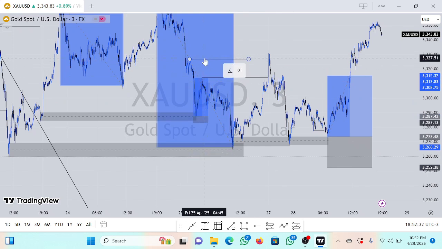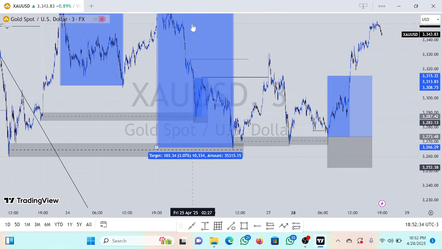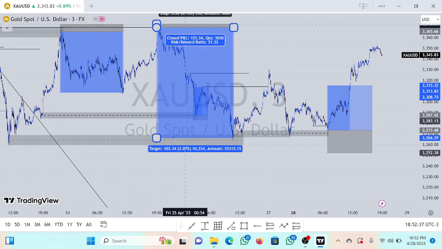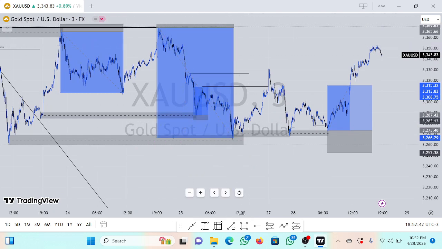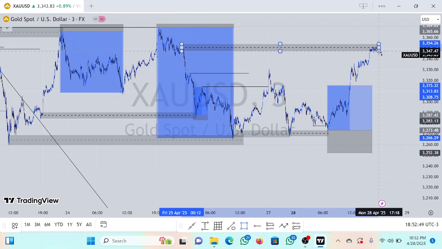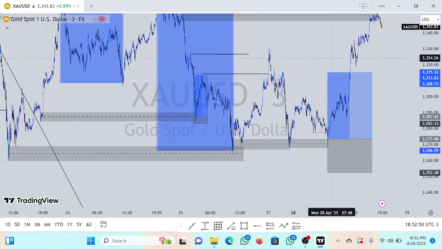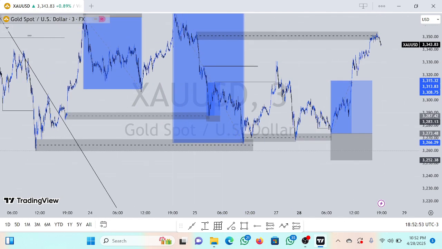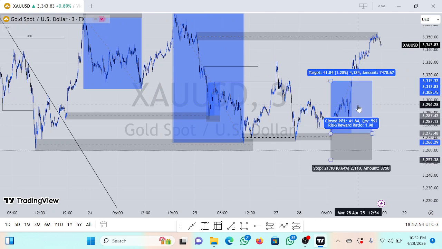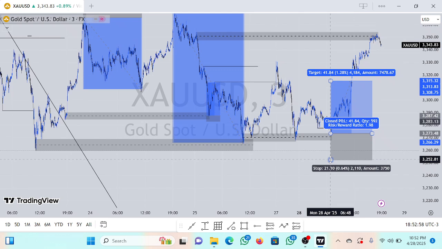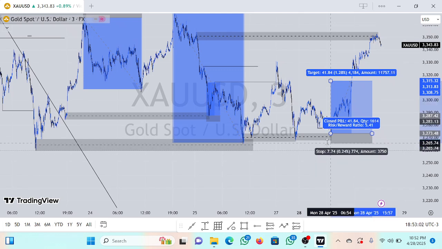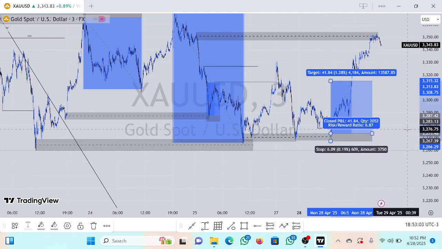As price did that, I expect price to sell from here to the nearest block responsible for the inducement, which price has started selling already. So that was my initial analysis. Right now, when price gave us an engineered liquidity and a buy confirmation to the upside, I took my buy.